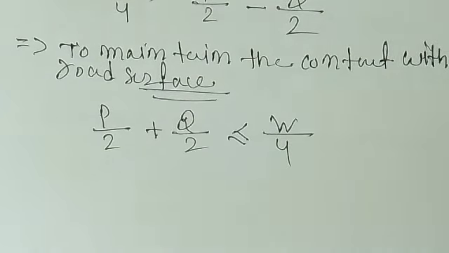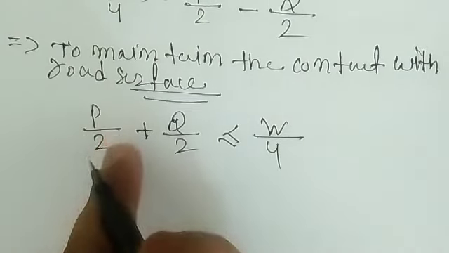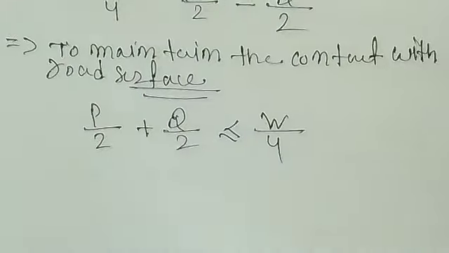Because in the outer wheel all the reactions are upward, but in the inner wheel the reactions due to the gyroscopic couple and overturning couple are downward. So to maintain the contact, the summation of the vertical reaction due to the gyroscopic couple and the vertical reaction due to the overturning couple should be less than or equal to W by 4.